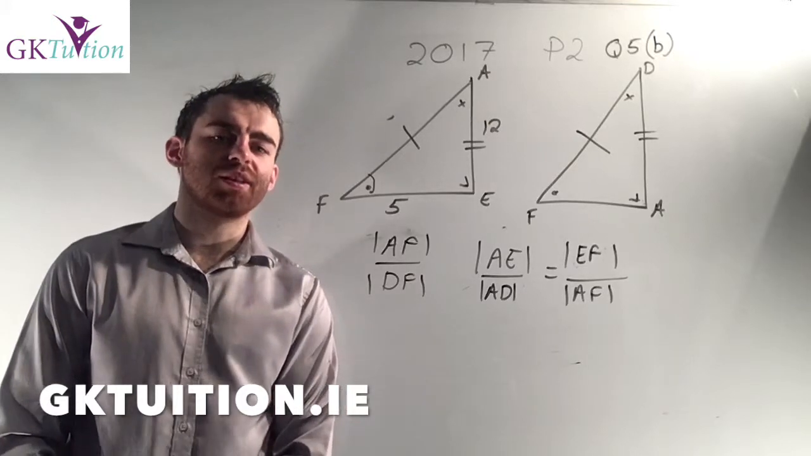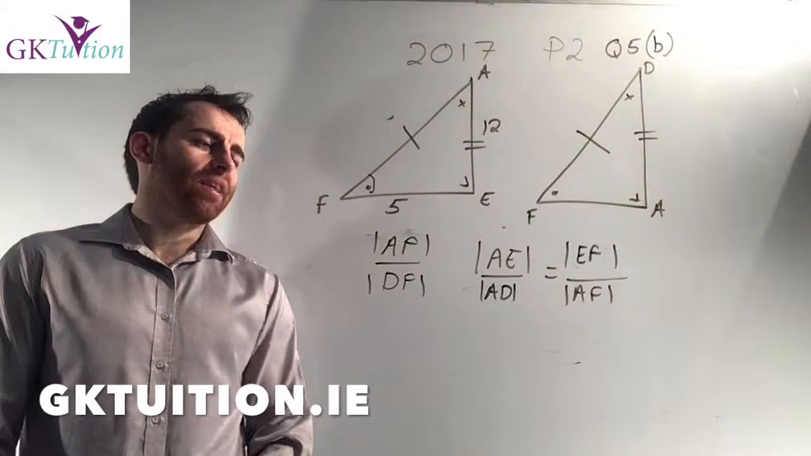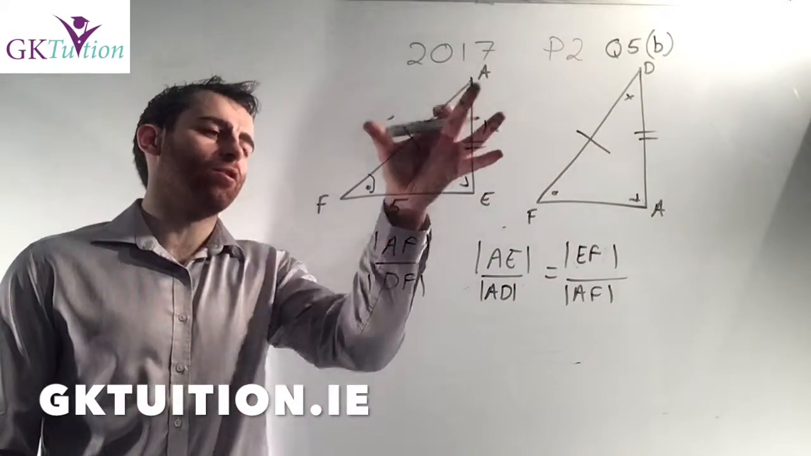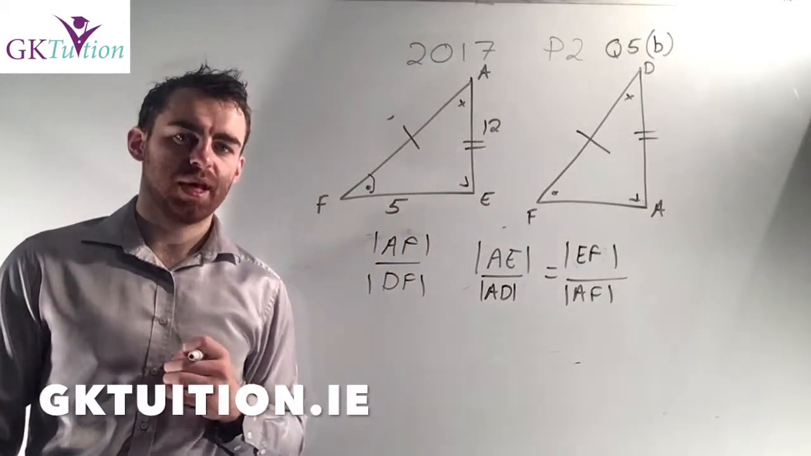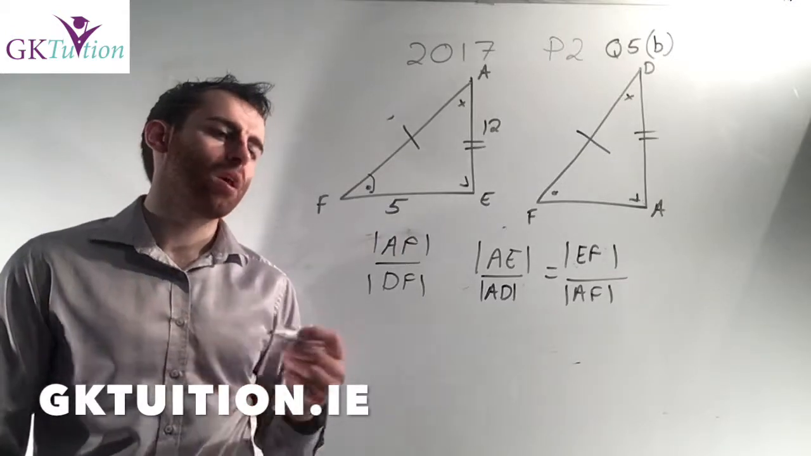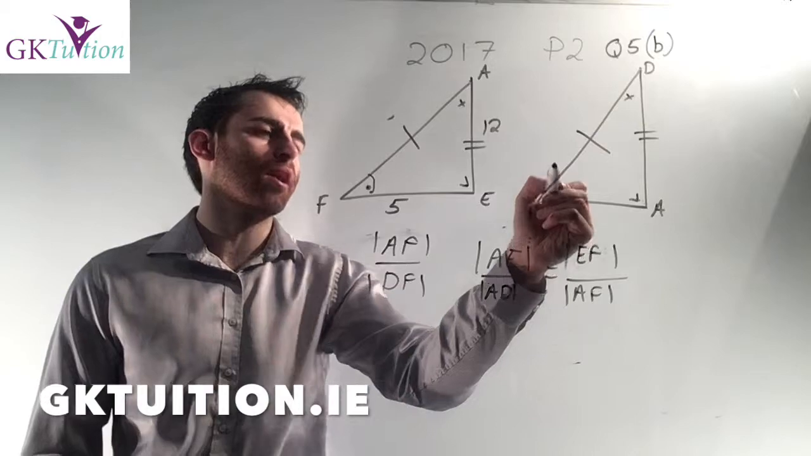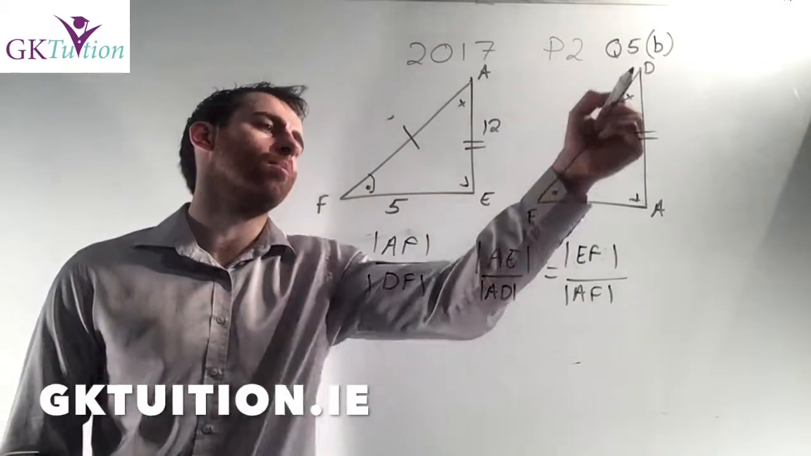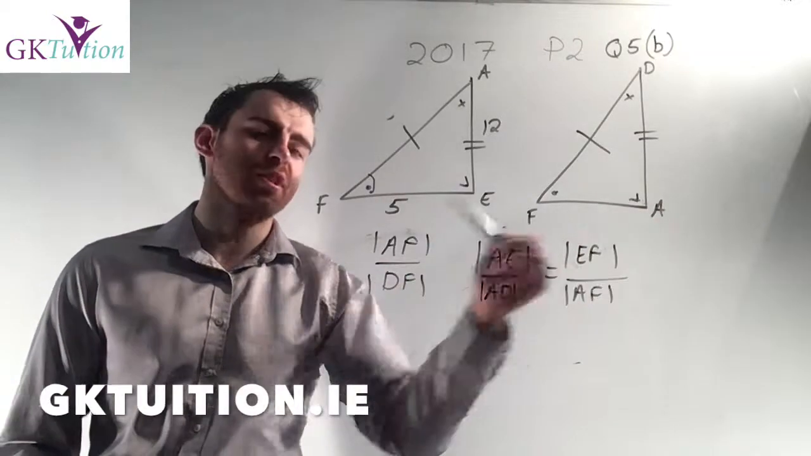Okay, the next part of the question asks me to find the value of AD. In this case, I've drawn my diagram from part A. I proved that the triangle AEF and the triangle DAF were similar. If they're similar, that means that their sides are proportional to each other. The one opposite the right angle is proportional to the one opposite the right angle. The one opposite the angle F on this one is proportional to the one opposite the angle F on this one. The base of this one is proportional to the base of that one.